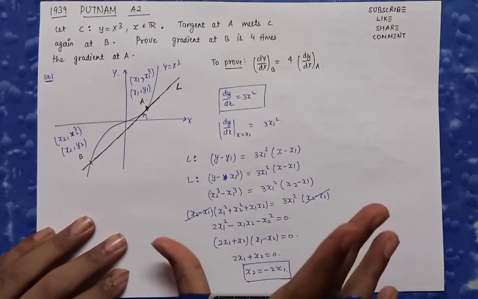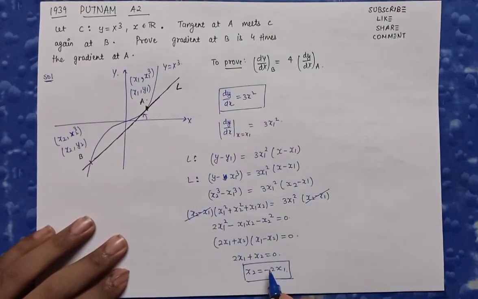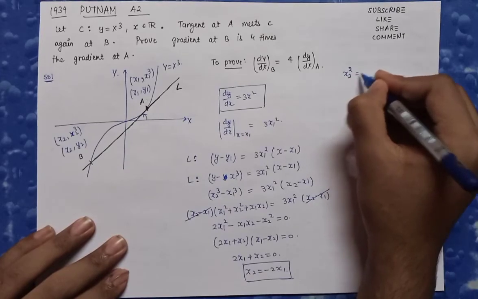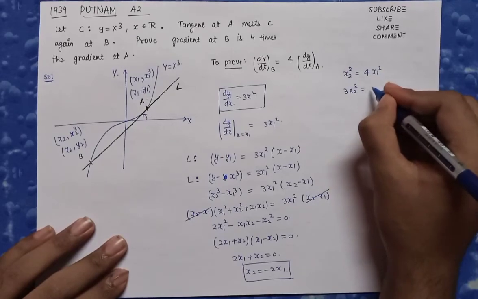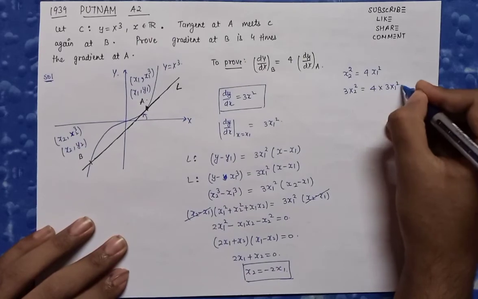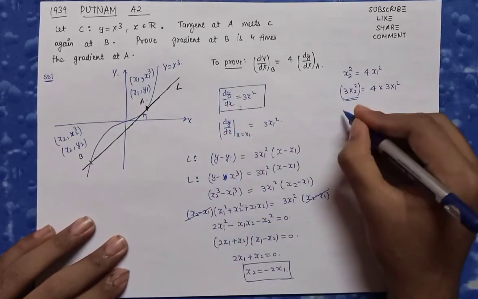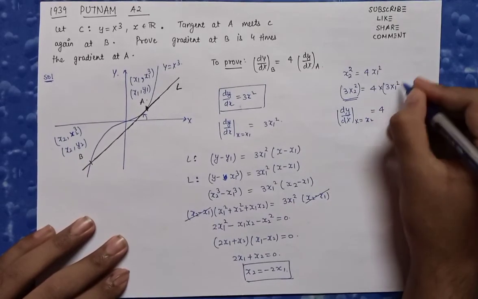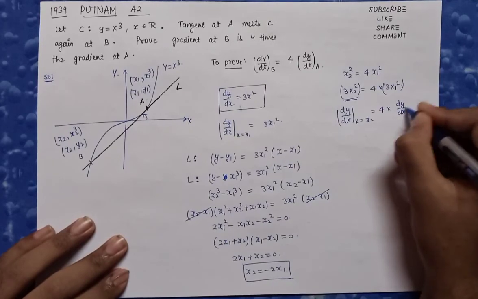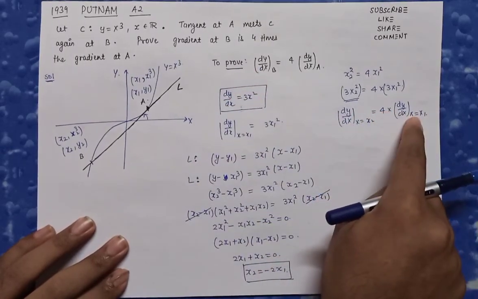Now the main thing to notice is that the derivative, or the gradient, is just proportional to the square of x, and we have got the relation in terms of x. So what I'm going to do is square both sides: x2 squared equals 4x1 squared. Now multiply both sides by 3: 3x2 squared equals 4 into 3x1 squared. Now we can correlate this: dy by dx at x equals x2 equals 4 into dy by dx at x equals x1. So we have got that the gradient at B equals 4 times the gradient at A, hence proved.